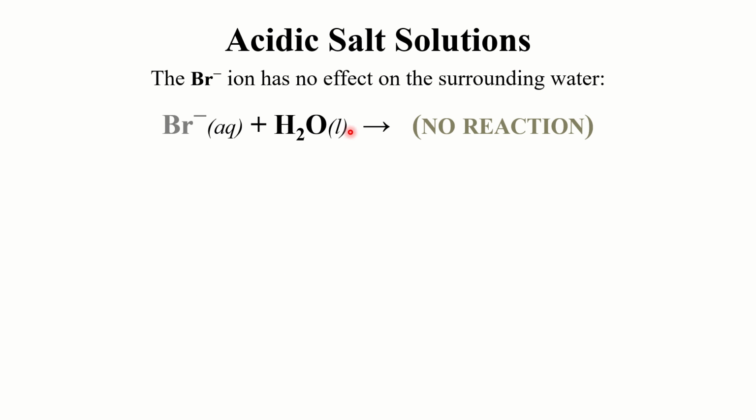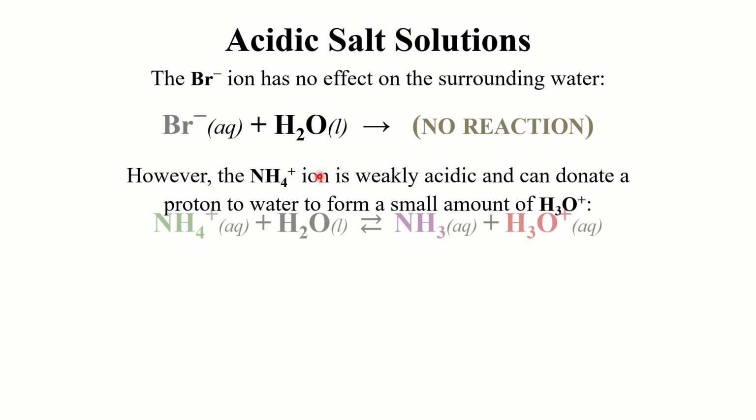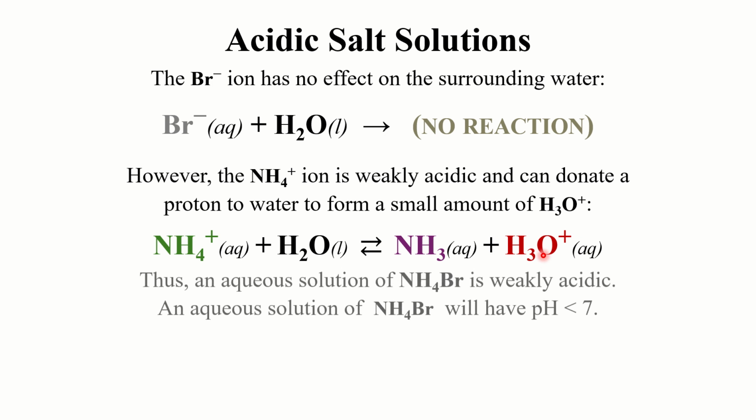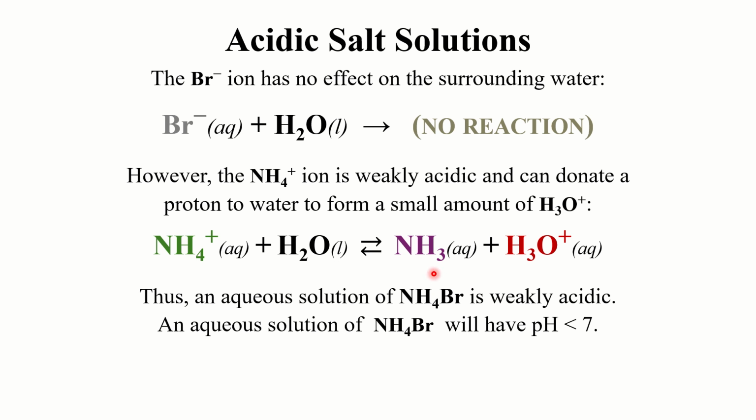To show this in a little more detail, the Br- ion does not react with water because it is the anion left behind from the strong acid. But that NH4+ ion is weakly acidic. It will react with water and donate a proton to it. We reform some of that NH3, the ammonia, and importantly, we form a small amount of hydronium ion, H3O+. This results in that aqueous solution of NH4Br being weakly acidic, and so we would expect that its pH would be less than 7.